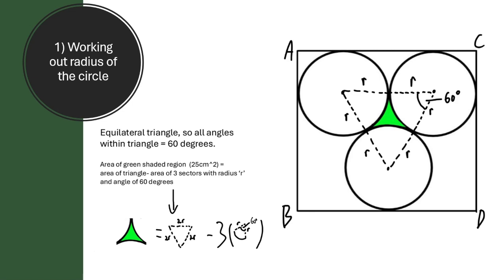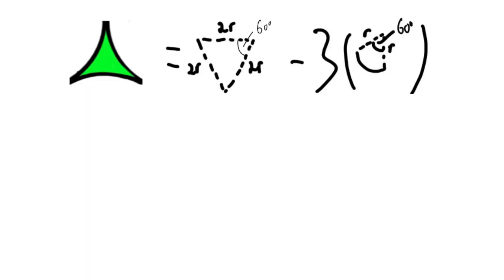Our first step will be working out the radius of the circle. We can construct an equilateral triangle using the centers of all three of those circles, with side length 2r. As a result, it will have angles of 60 degrees because it's an equilateral triangle, and we can also derive three little sectors of a circle with radius r and angle 60 degrees. Now, using that equilateral triangle and those three sectors, we can work out the radius of the circle. At the bottom, you can see a little visual equation to help you visualize it better.